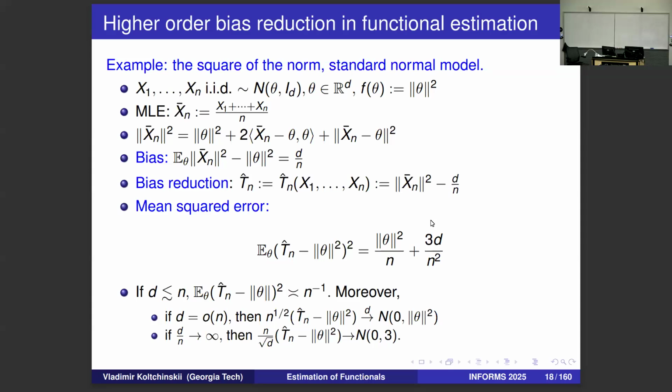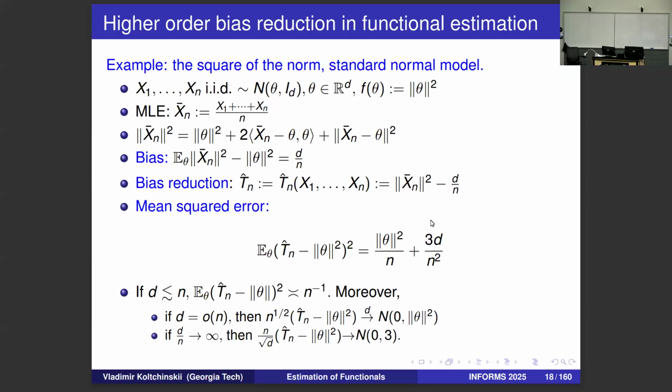So it means that if d is smaller than n, we already have rate n to the power minus 1, okay? And if d is little-o of n, then we have asymptotic normality like this. And this shows essentially the efficiency of this estimator, because this is what will be the optimal variance, if you use different information considerations in this case. This will be optimal variance. This is what should happen, okay?